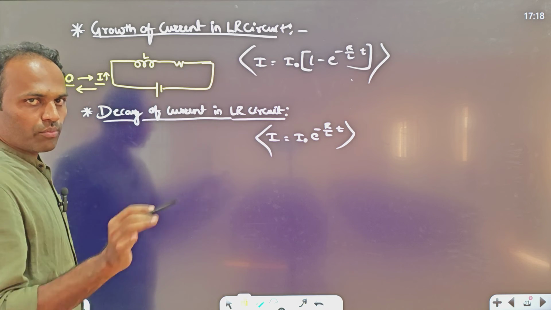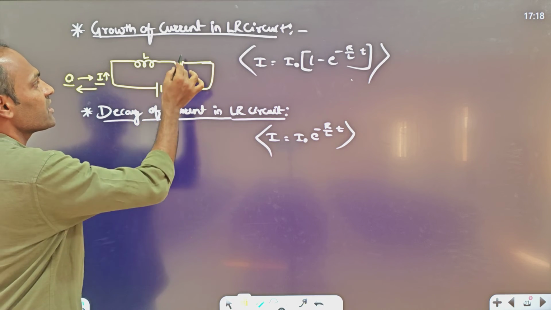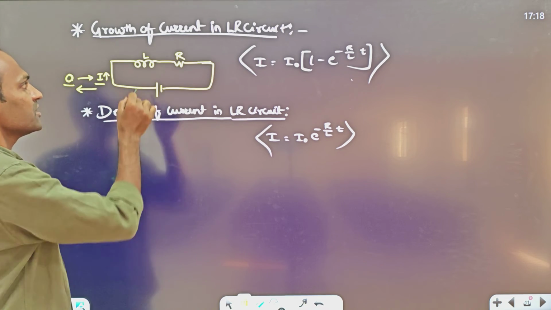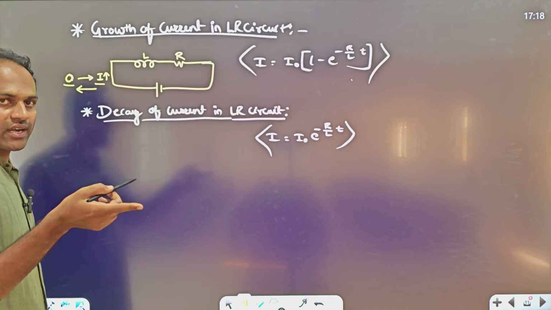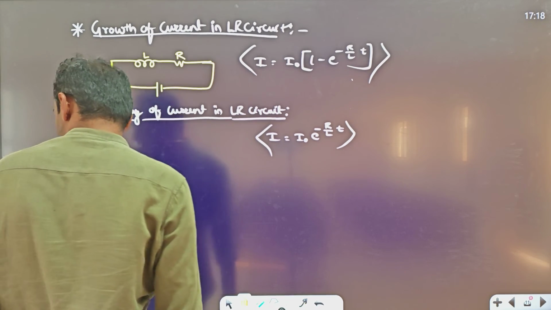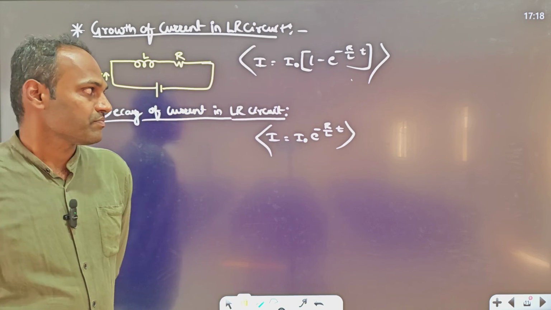It will not oppose at all; it behaves like a normal conductor. When the current is constant, the one that opposes is the resistor. But when there is a change in current, at that time this will start opposing. Whether it is an increment of the current or a decrement of the current, this will start opposing. Sorry, that was a balloon.